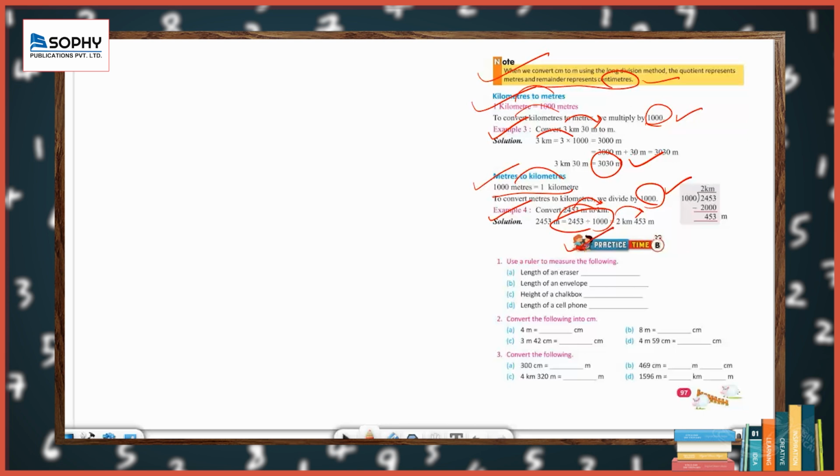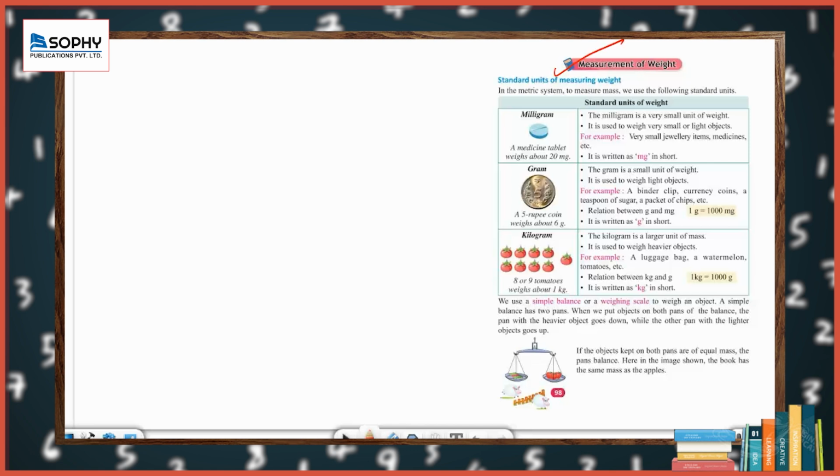Now practice time B, students. In this one, we have to use a ruler to measure the following. Now length of an eraser is, very good students, that will be in centimeter. Now in the next one, we have to convert the following in centimeter. 4 meter is equal to, very good students, 400 centimeter. In the next one, we have to convert the following centimeter to meter. We will divide it by 100, that means 3 meter.